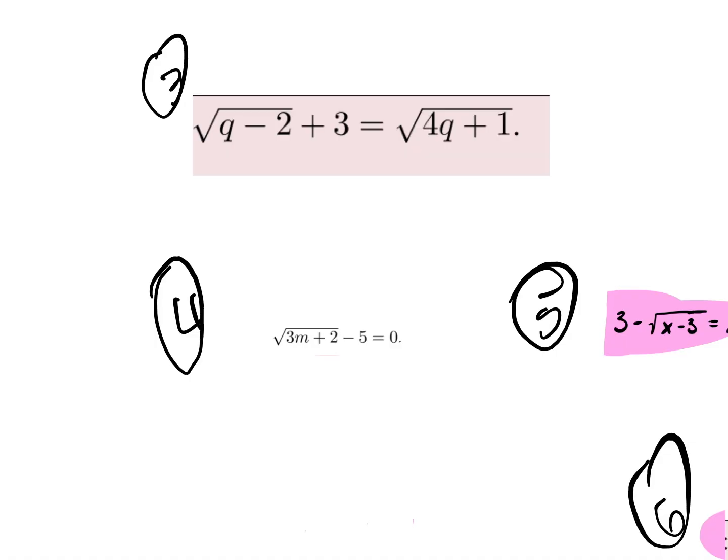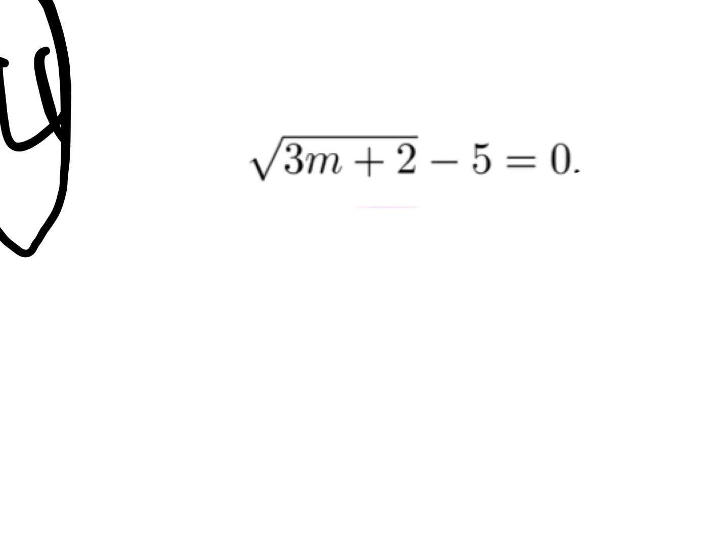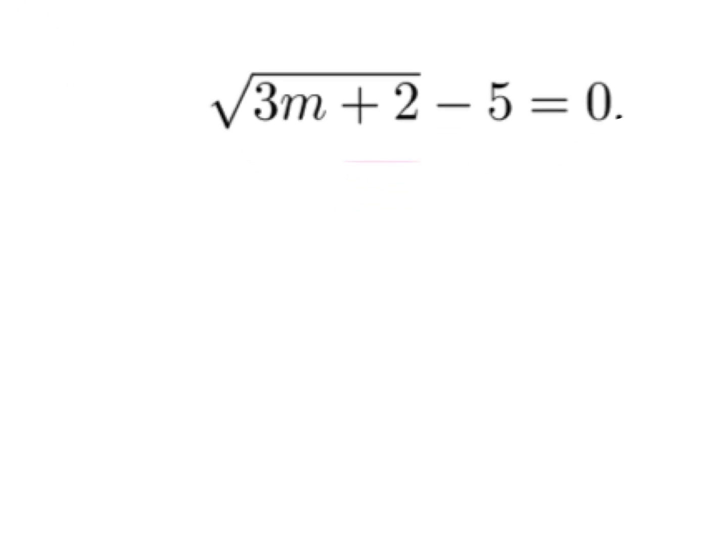All right, we're going to skip number 3 on the next page. Let's go to number 4. What should we do first for number 4? Add 5. We want to isolate our square root, get it all by itself. So we got to add 5 to move it to the other side. So we have the square root of 3m plus 2 equals 5. What should we do next?